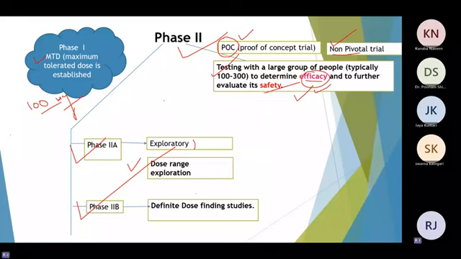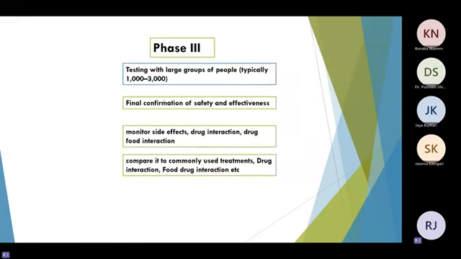Now once we know the best dose which is very efficacious, the drug is moved to phase 3. Phase 3 is done in a large group of people, the highest like 3,000, sometimes 10,000 also. Like the vaccine trial that we had in COVID, that was done in more than 10,000 people. Generally it is done between 1,000 to 3,000 or 4,000 people, and it is a final confirmation for safety and effectiveness.